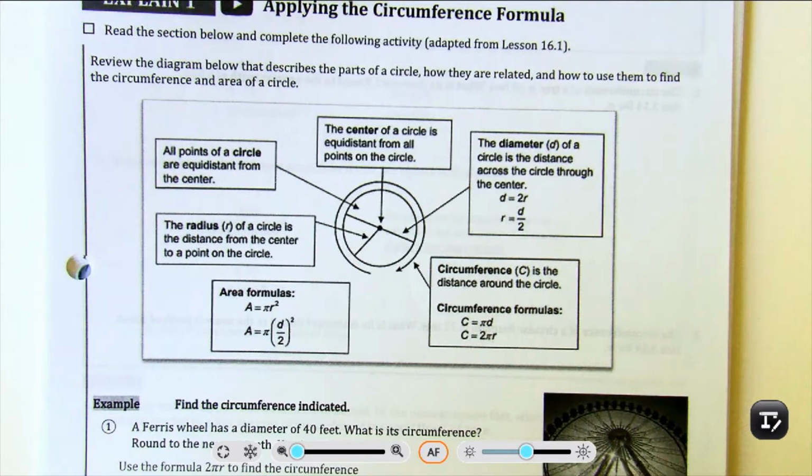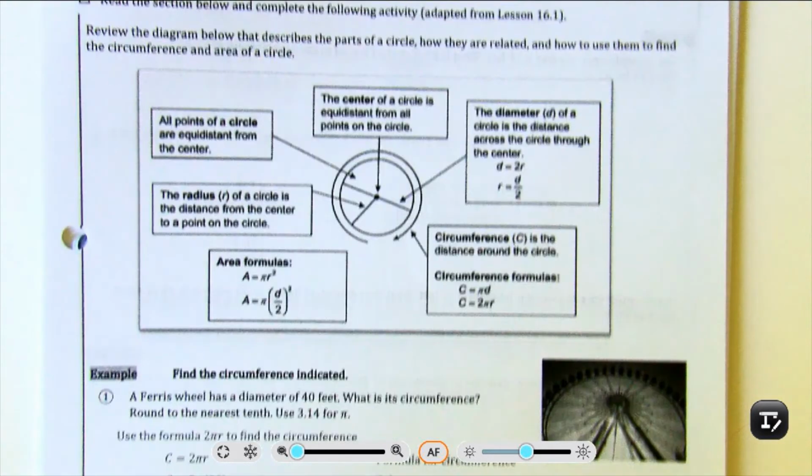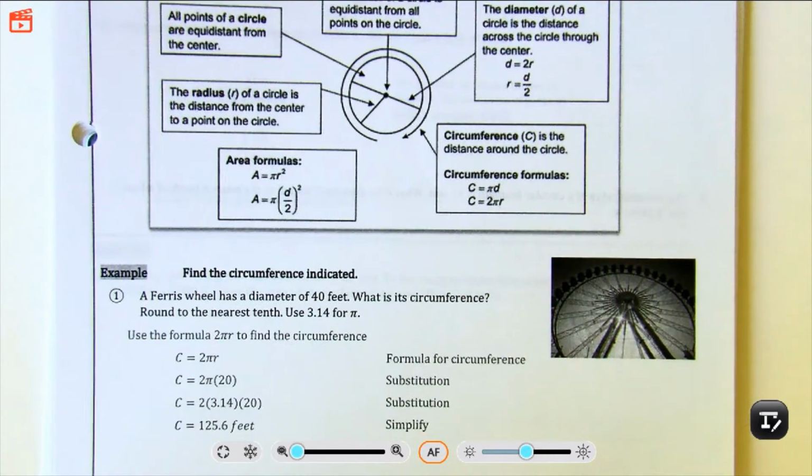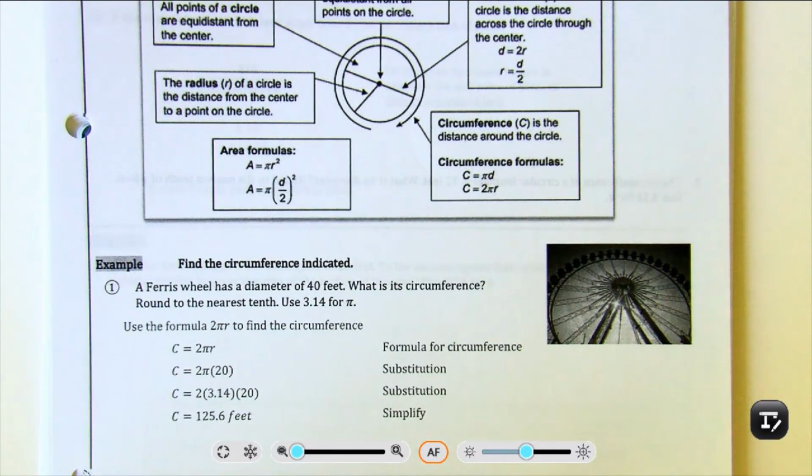Okay, so let's look at one example. This is a real-world problem. A Ferris wheel has a diameter of 40 feet. What is the circumference? Round to the nearest tenth.